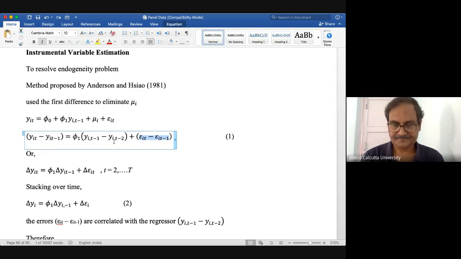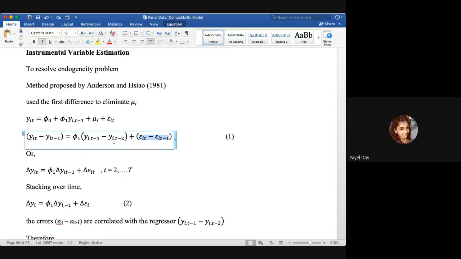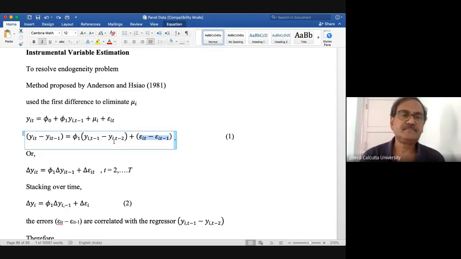This kind of variable is called instrumental variable. Clear? পরিষ্কার হলো জায়গাটা? কি পরিষ্কার হলো না, এখনো ক্লিয়ার হয়নি? No, sir, clear. Yes, sir. Clear. Okay.